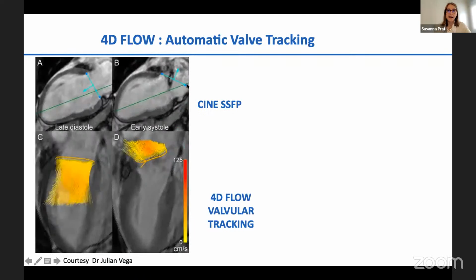Continue with the valve analysis. There's a lot of interest, and this was done by a fellow of ours that went back to his country, to Chile, and they are studying this interesting valve tracking. There's a lot of interest because with 4D flow you get the information for the 4 valves at the same time. For this valve tracking, we need to have at least some thin images.